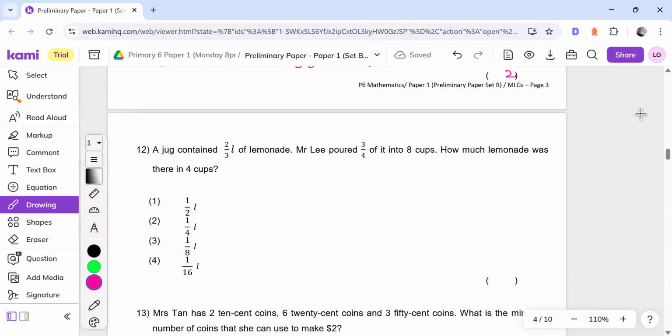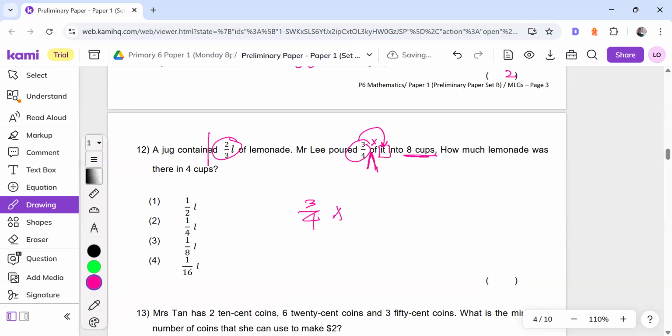Okay, question 12. Now, a jug contains 2/3 liter. Mr. Lee poured 3/4 of it into 8 cups. Now, please don't take 2/3 minus 3/4, or 2/3 plus 3/4, or make the denominators the same, because there is no liters in front of 3/4. The two fractions are not talking about the same thing. So you will have to find how much is 3/4 of the lemonade. Of is times, and the fraction is talking about 'it'. So 3/4 times 'it'.